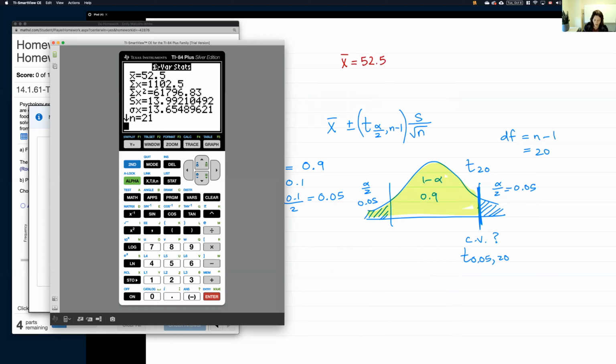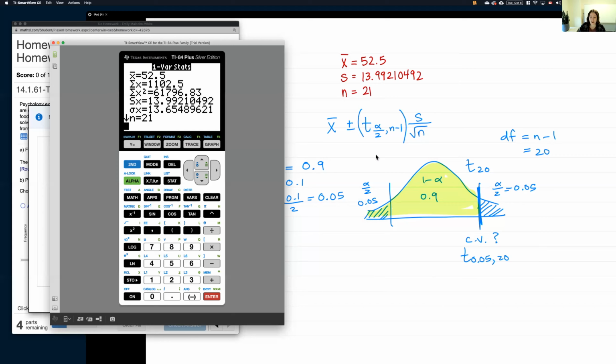My standard deviation comes from Sx on the calculator. So make sure you're using Sx and not the sigma x, because this is a sample, so we need the sample standard deviation. So it's 13.992104992. Notice that I write down as many decimal places as I can, and I'm going to use those in my calculation just to make sure nothing goes wrong there. And my n is 21. Okay, so those are all of those pieces.